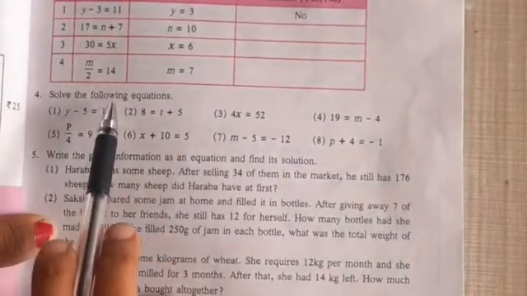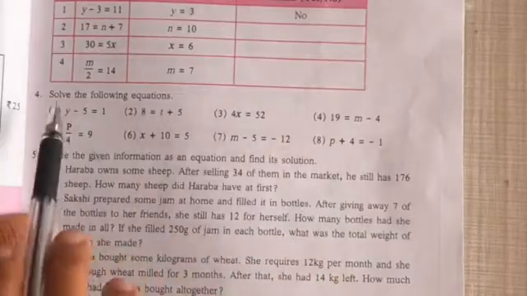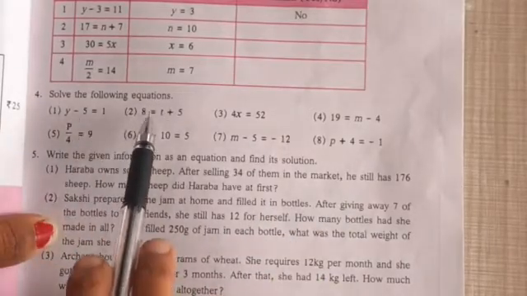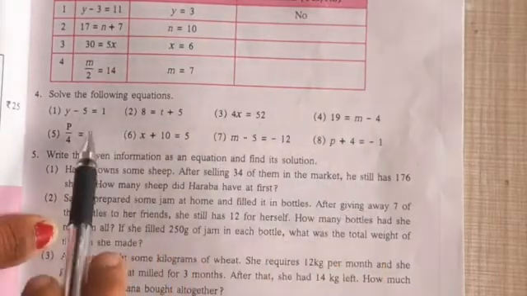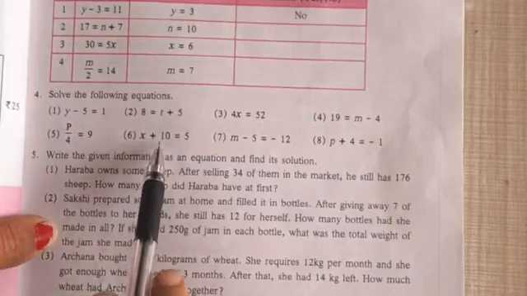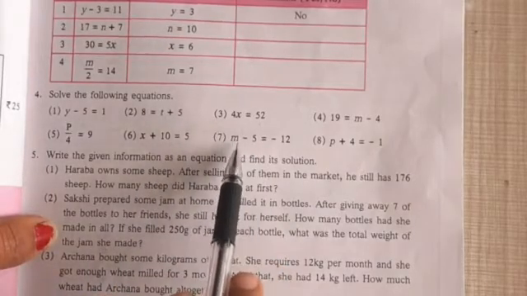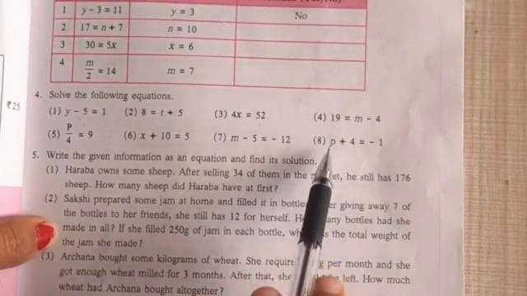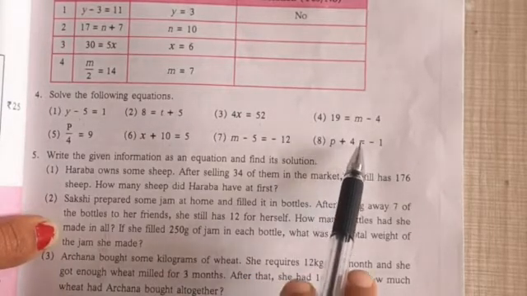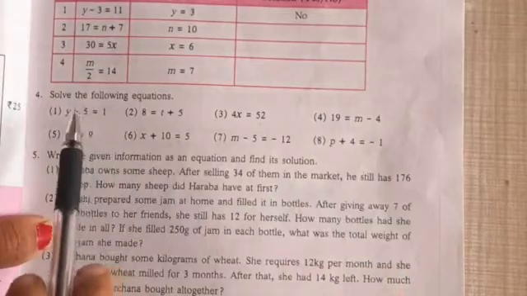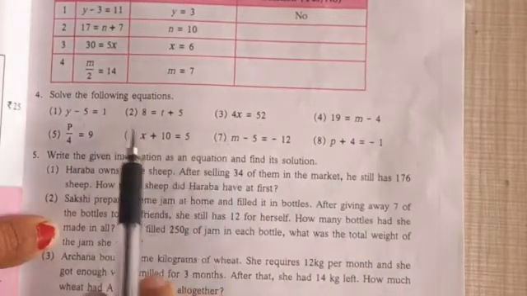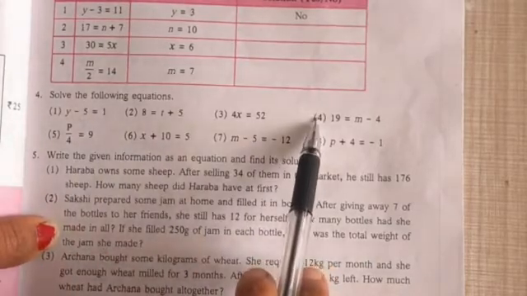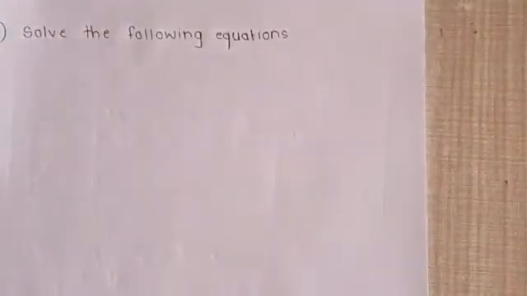Now moving on to the fourth question. Solve the following equations. Here they have given us 8 equations. Some are of subtraction, some are of multiplication, some are of addition, and some are of division. Now we will solve one by one. y minus 5 is equal to 1 and m minus 5 is equal to minus 12. Here subtraction, here is also subtraction. Now let's solve.